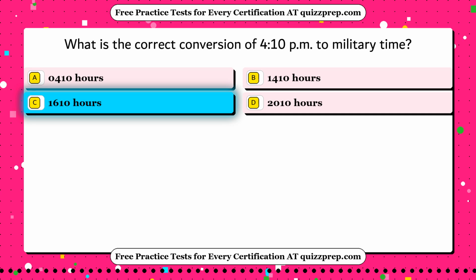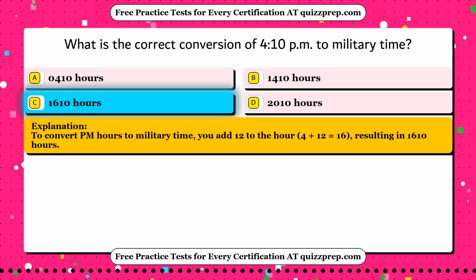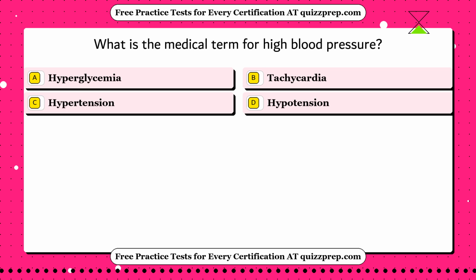The correct answer is option C, 1610 hours. To convert PM hours to military time, you add 12 to the hour. 4 plus 12 equals 16, resulting in 1610 hours. Question 78. What is the medical term for high blood pressure?